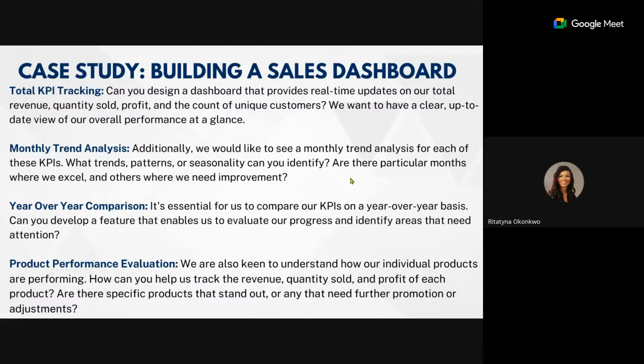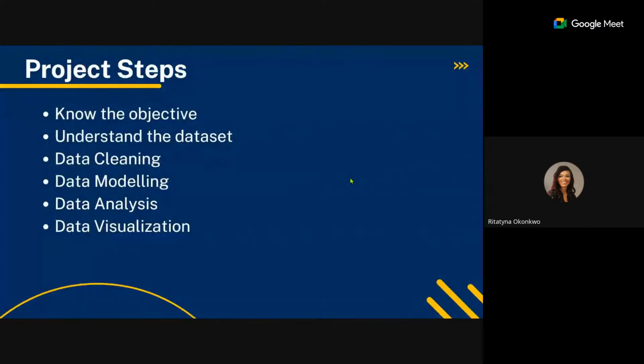And lastly, they are also keen to understand how their individual products are performing. How can you help them track the revenue, quantity sold, and profit of each product? Are there specific products that stand out or any that need further promotion or adjustment? Project step, know the objective.